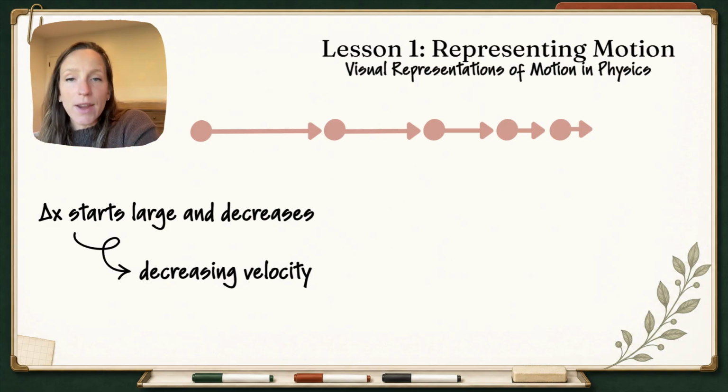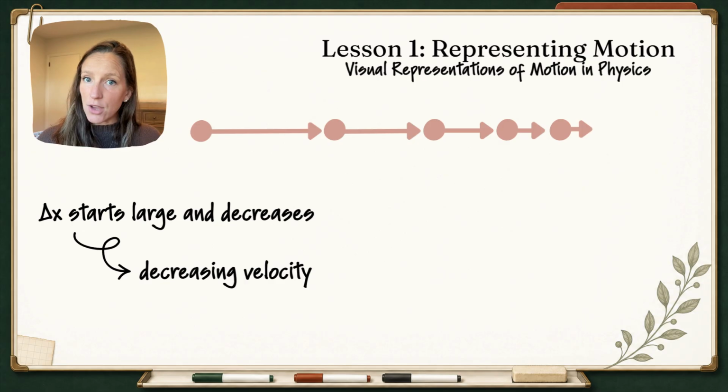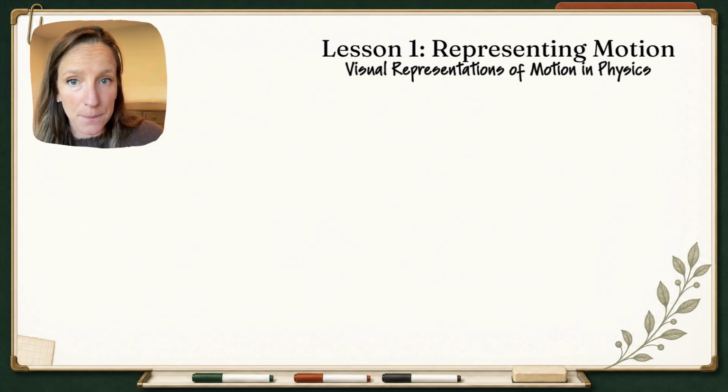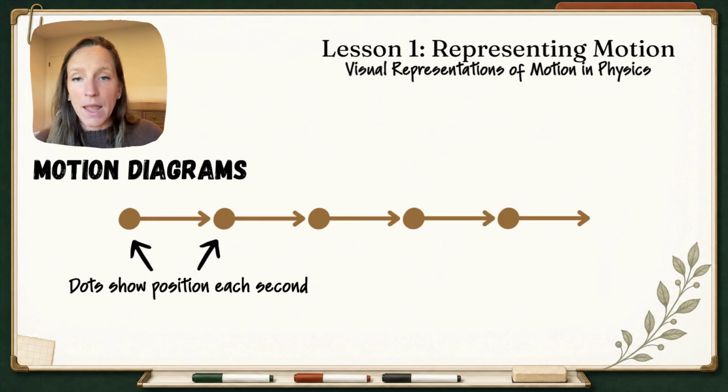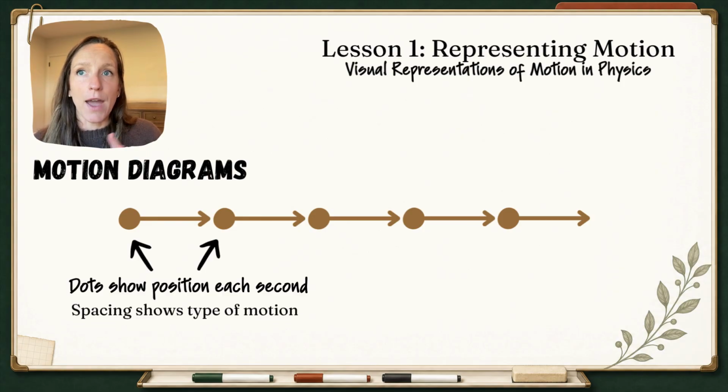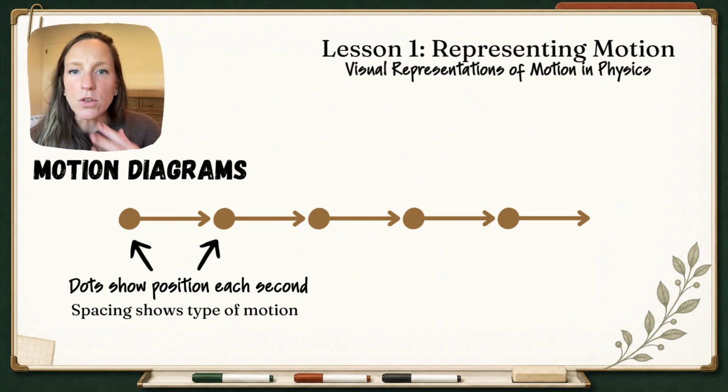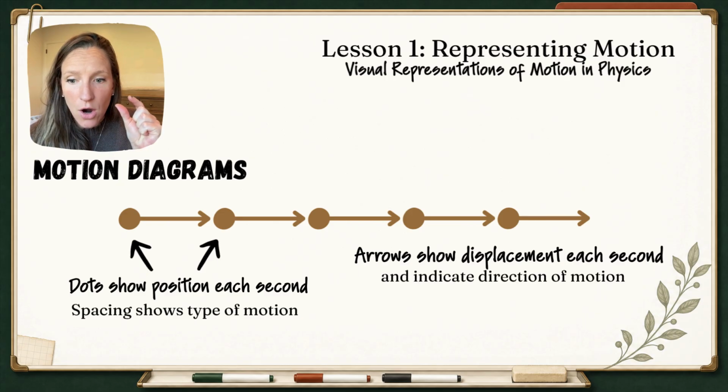So if we translate this into a kind of diagram that we call a motion diagram, it's going to look like this. So we have dots that represent position. The spacing gives us an idea of how the velocity is changing over time, or if it's changing at all. And we can use this information to qualitatively describe the object's motion. You also notice here we have these arrows, and the arrows that are attached to the dots are there to represent the displacement for each 1 second time interval.